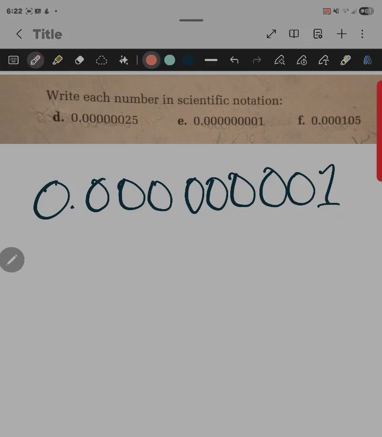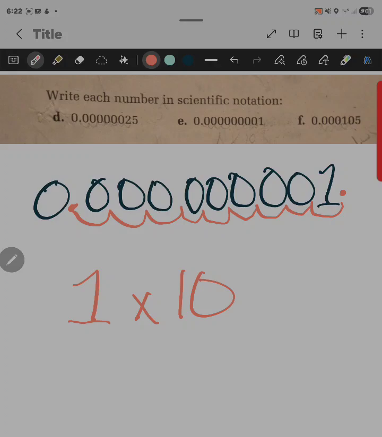All right, now what's our first step? We are going to move this decimal place right here to the first non-zero number. So we're going to move it 1, 2, 3, 4, 5, 6, 7, 8, 9. If we moved it right there, we would have 1 times 10 to the, how many did we move it to the right? We moved it 9. So 1 times 10 to the negative 9. And that would be our final answer.